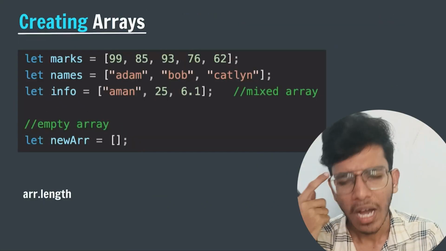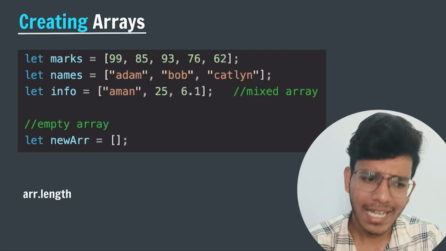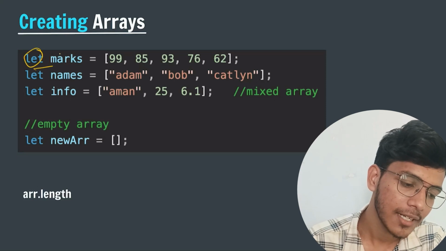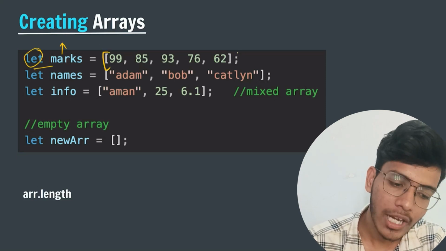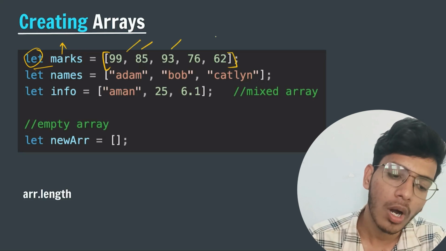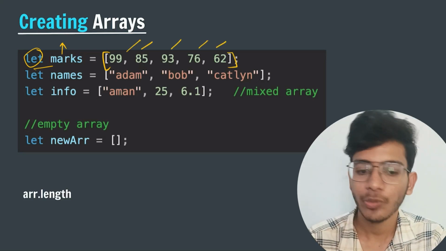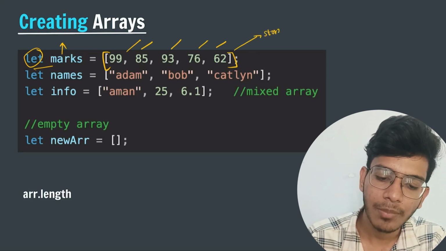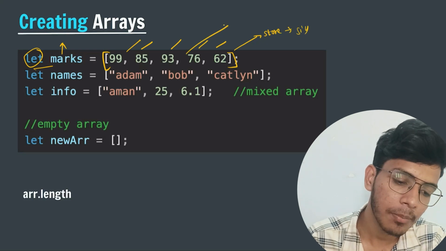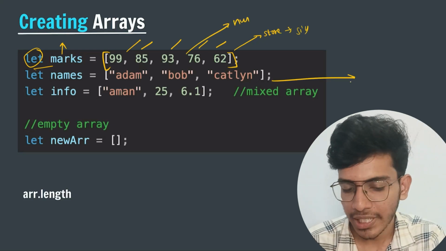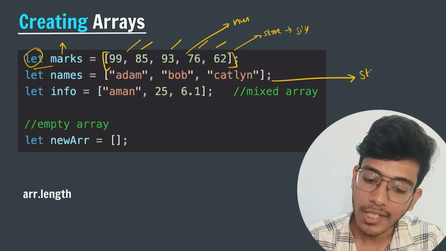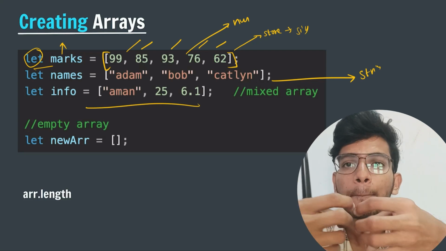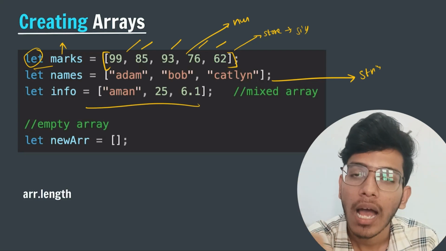Now how can we create arrays in JavaScript? We can create arrays by just writing let, then the array name, and in square brackets we give the data we want to store. Like this we can create them, and in an array we can store a single data type. In the first example I am storing numbers, in the second example I am storing a set of strings, and we can also store a set of multiple data types in a single array.